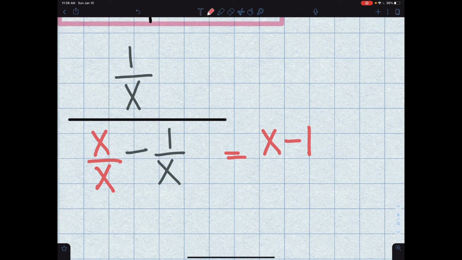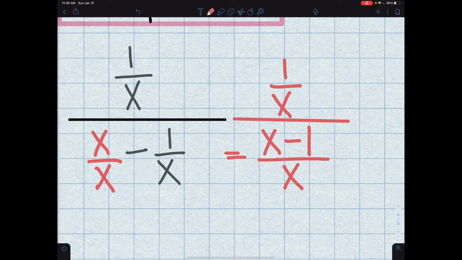We're adding by subtracting. And then the bottom is just going to be x. But now I have to take into account this numerator over here. I can't just forget about it. So I have a big divide sign there, and I've got 1 over x on the top. Okay, I'm going to get rid of that equal sign because that's confusing. Now I've got 1 over x divided by x minus 1 over x.